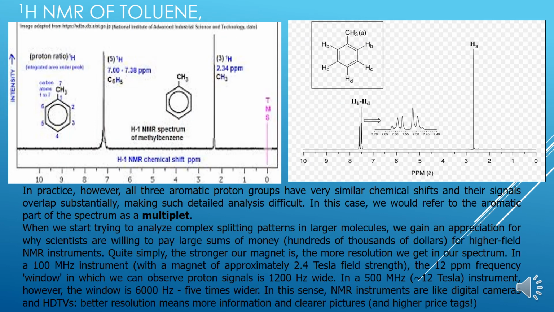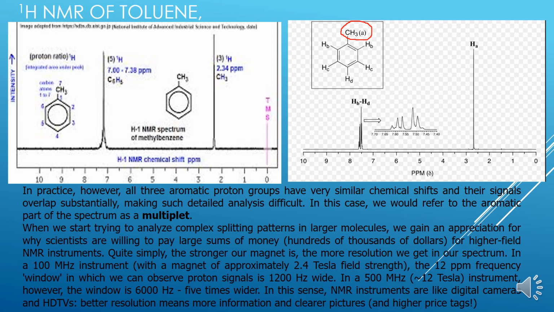Now let us move on to toluene, C6H5CH3. You can observe two types of splitting, one from the aromatic protons and another from the methyl group. The methyl group is labeled as A, and the aromatic protons are labeled as B, C, and D.